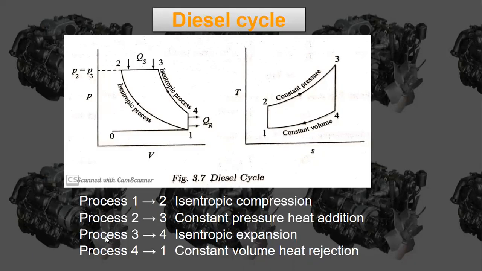Okay, see here, the process 2 to 3 is a constant process, constant pressure heat addition. That means at constant pressure we are going to add heat, and what parameters are going to increase? The temperature and entropy. Okay, I will show you that in the TS diagram. Since we are going to talk about the PV diagram only, we have to concentrate on the variation of pressure and volume only.